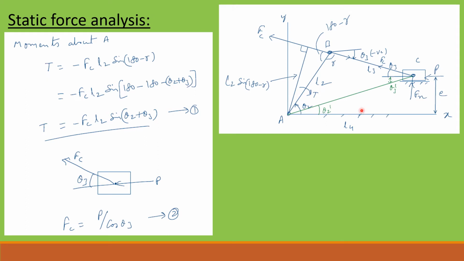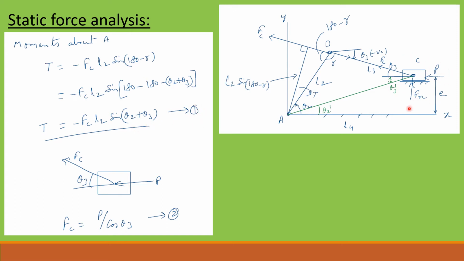So let us take moments at A. Moments at A will be T equal to minus FC into L2 sine 180 minus gamma. Let us substitute gamma. So we get minus FC L2 sine 180 minus 180 minus theta 2 plus theta 3. After simplification we get T equal to minus FC L2 sine theta 2 plus theta 3. Let us call this equation 1.